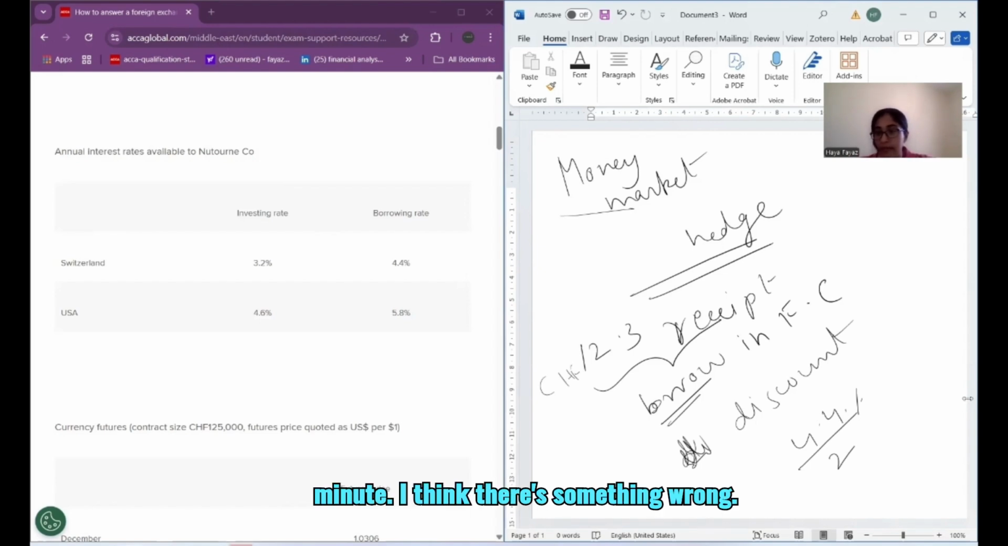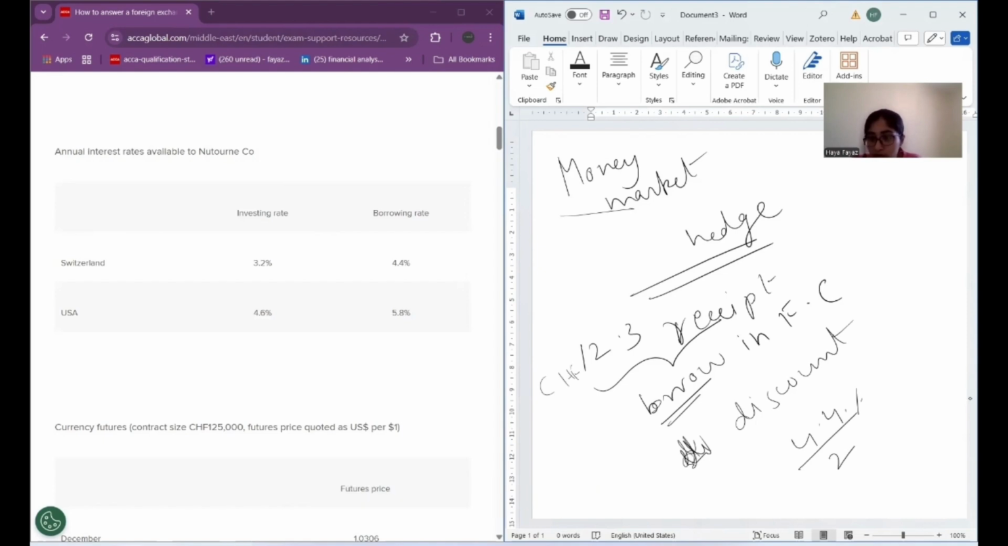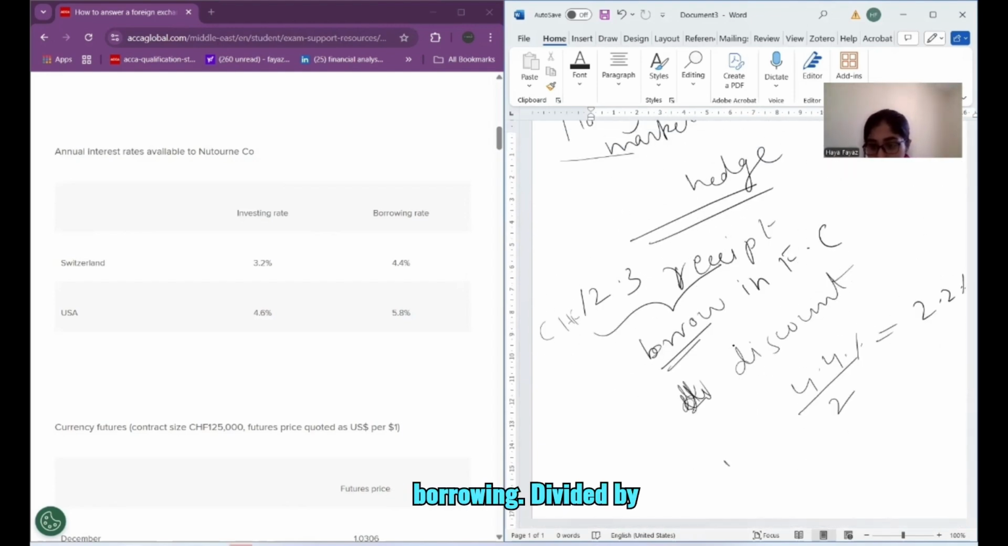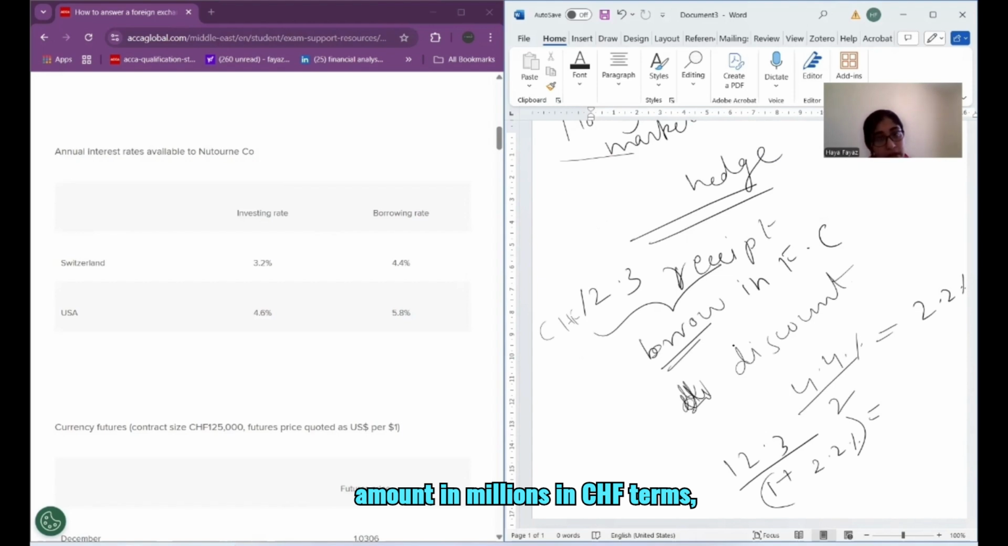Just a minute, I think there's something wrong. Yeah, this is 2.2. So how are we going to do this? The 12.3 borrowing divided by 1 plus 2.2%. This is what is going to give me the amount in millions in CHF terms, but discounted to today's terms.